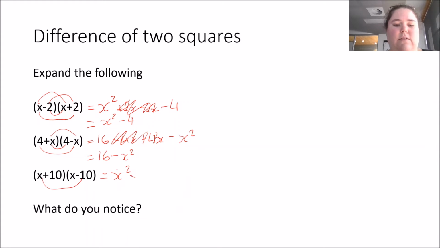Cool. Last example. X times x. Last times last. Outside times outside. Inside times inside. Last times last. Once again, they go away.